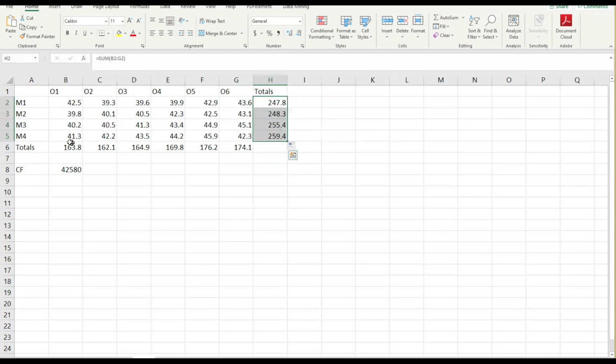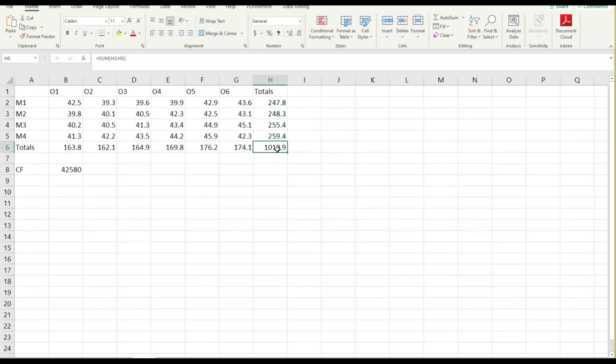Ito yung totals natin for the left. Ay, ngayon ko lang naalala. Dapat pala in-invite ko yun. Anyway, sige. We have, ito siya is the grand total. Ito yung total ng operator 1. Ito yung total operator 2, etc. Tapos dito naman totals ng machine 1, machine 2, etc. Okay?